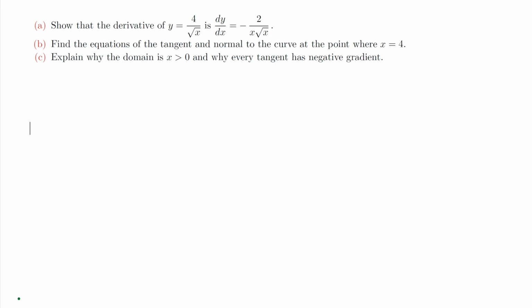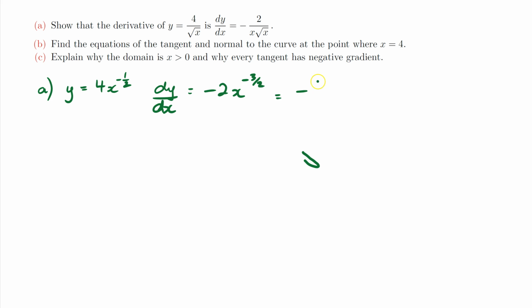Okay, now last example before you get on and do problems. Part A, show that the derivative of y equals 4 on root x is that. So 4 on root x is 4x to the minus a half. So dy dx, which is another notation for the derivative, as is y dashed, it's a shorthand. So dy dx is, bring this down, so that'll be minus 2x to the minus 3 on 2. So here, that's going to give us this negative, and the 2 up the top, and x to the 3 on 2 down the bottom.